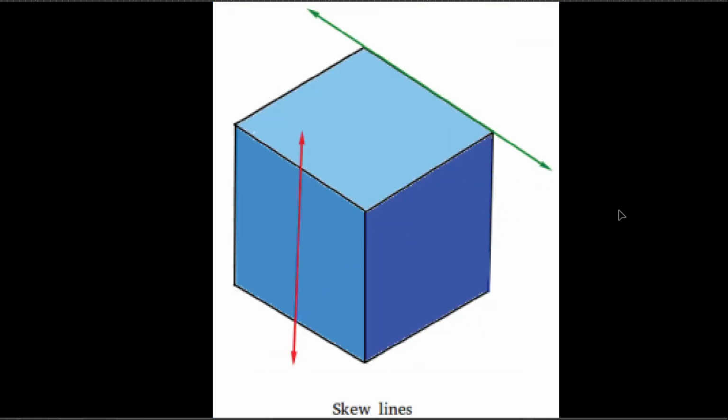Skew lines. Now, nothing's labeled here with letters, but we'll just say the red line and the green line. Again, if you want to look at it as a box, you probably already see the definition in there. What does it say for the definition of skew lines?